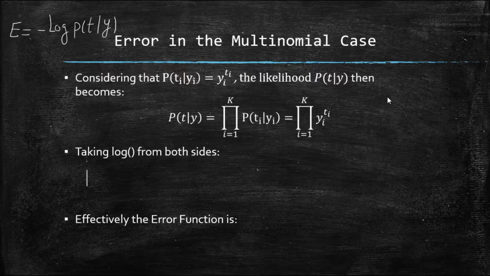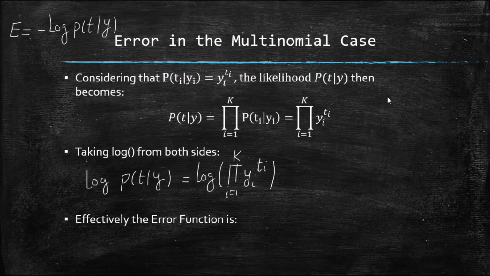So the log of the likelihood here is the log of this whole thing, the product for i goes from 1 to k of y sub i to the power t sub i, right? And we know, we've seen this before, that the log of a multiplication can break down into a sum. You can write this as log of A plus log of B. We've seen this multiple times actually. So I can turn the multiplication into a sum, again i from 1 to k.